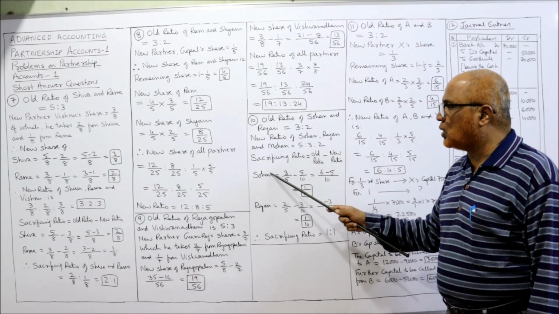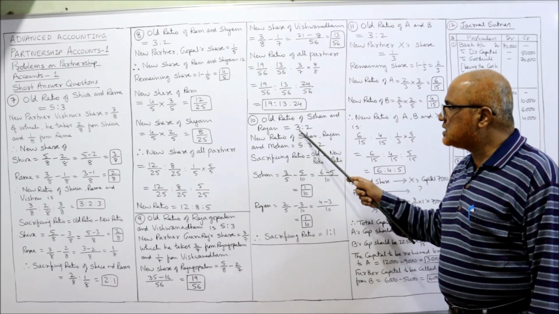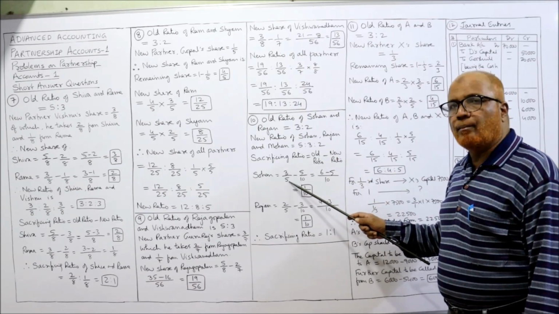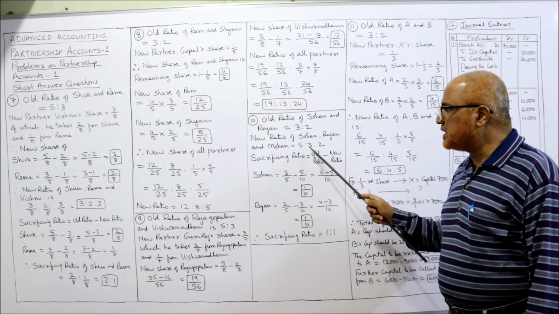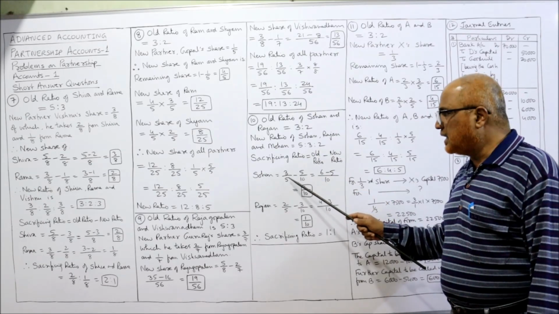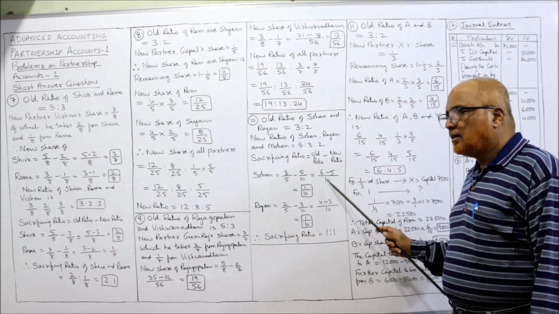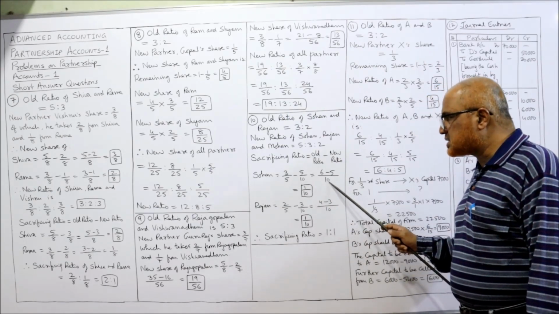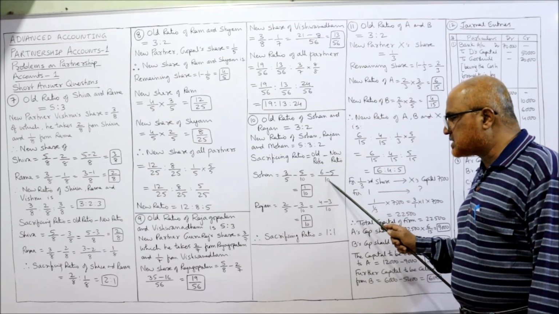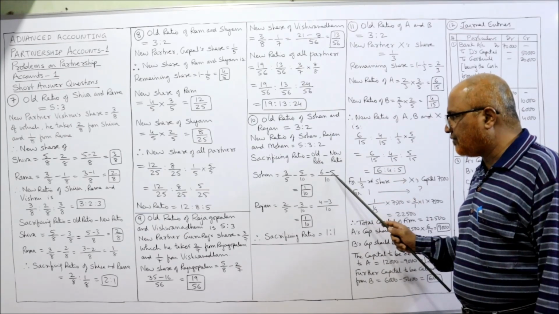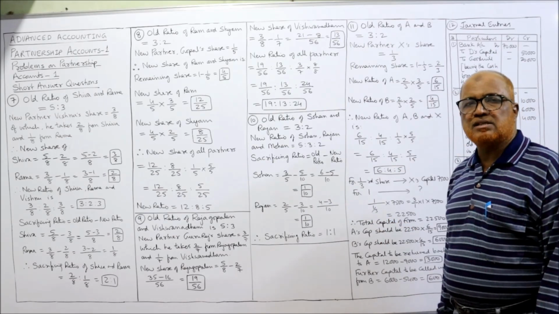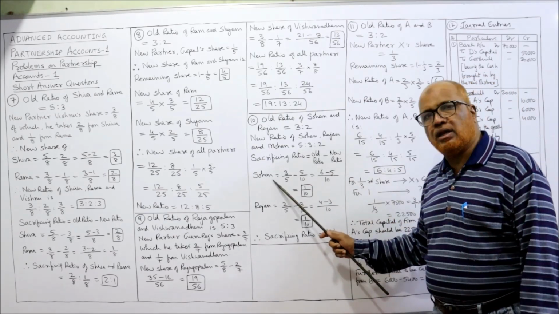First we calculate for Sohan. The old ratio is 3 by 5, since 3 plus 2 is 5. Minus new ratio: 5 plus 3 is 8, 8 plus 2 is 10, so 5 by 10. LCM is 10. 5, how many times cuts 10? 2 times. 2 threes are 6. 10, how many times cuts 10? 1 time. 1 into 5 is 5. So 6 minus 5 is 1 by 10. This is the sacrificing ratio of Sohan.